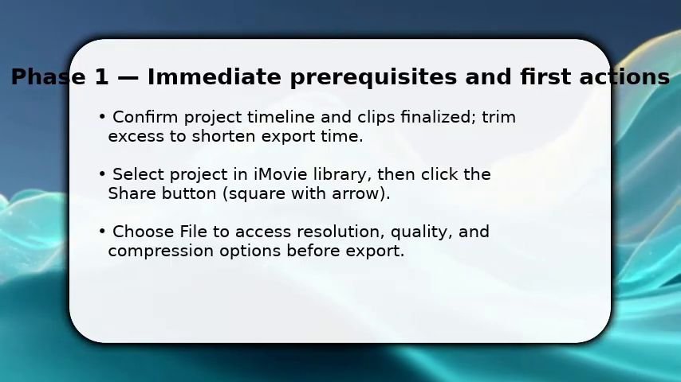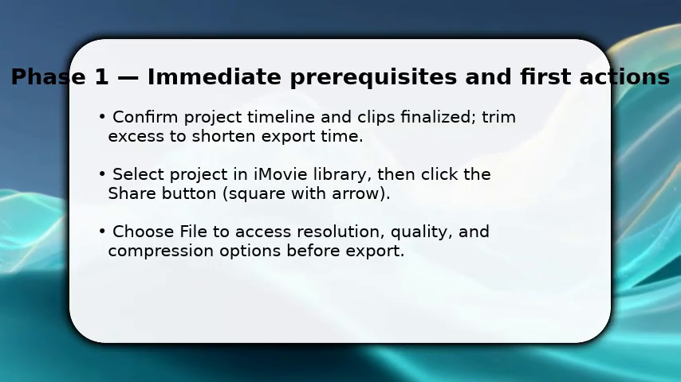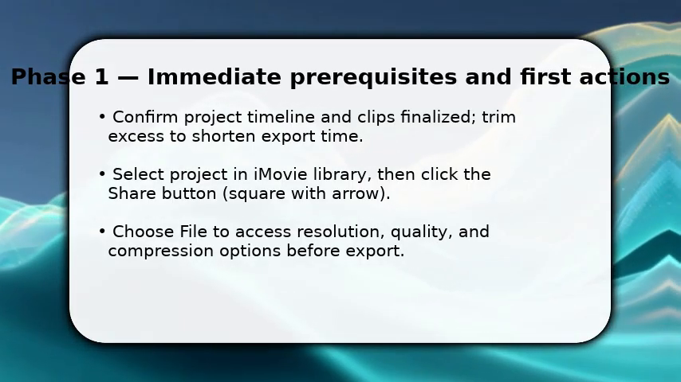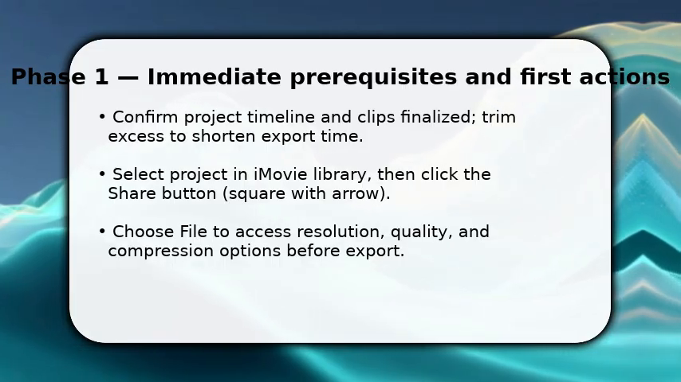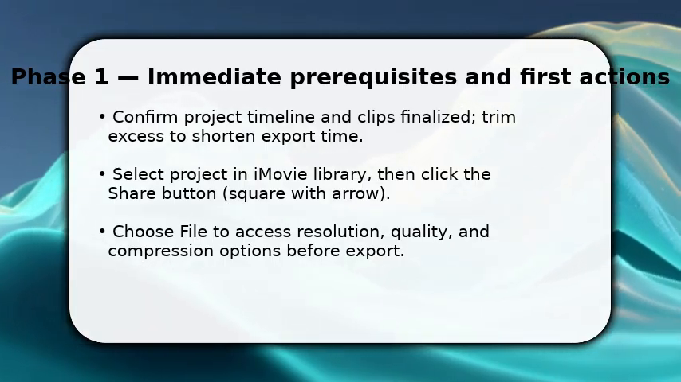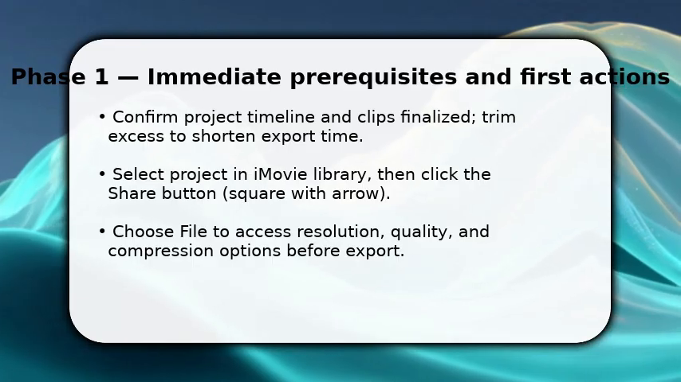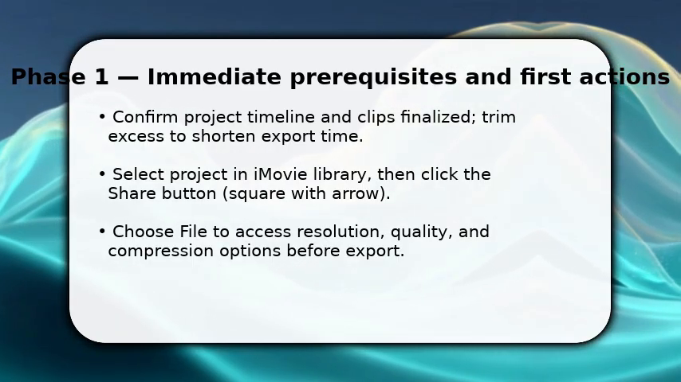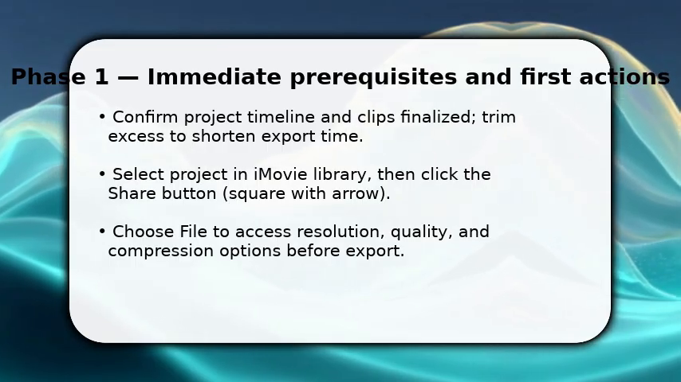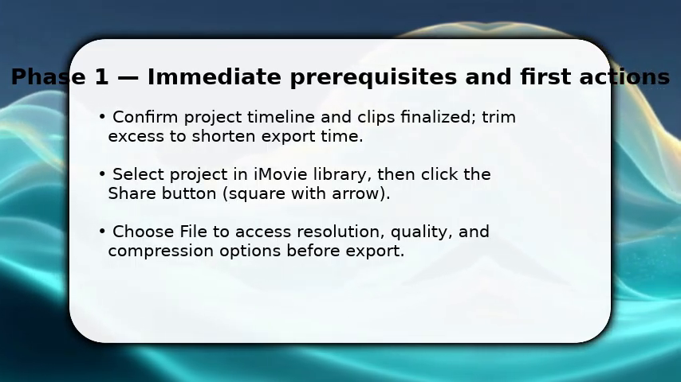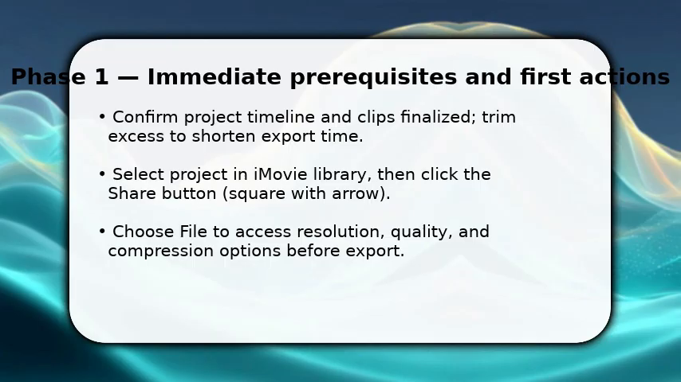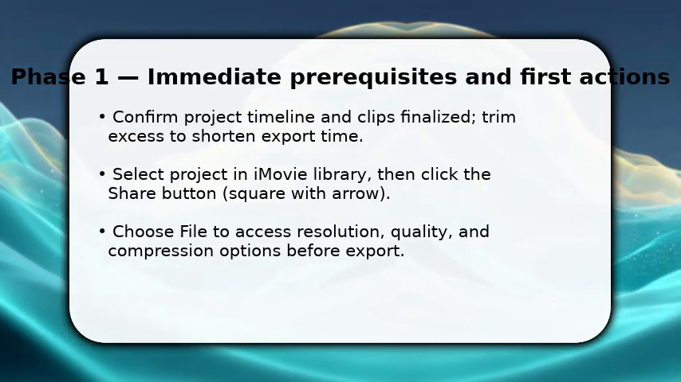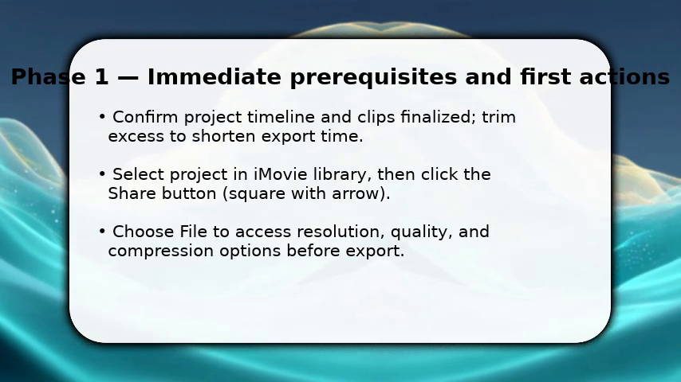You've finished editing, so start by opening the project you want to export. This reduces confusion later. Once the timeline is ready, select the project in iMovie and click the share icon to begin. Choose File from the Share menu to reveal export settings. This is where you control resolution, quality, and compression. Make sure to check duration and aspect ratio so the exported file matches your delivery platform. Then proceed to the detailed settings in the next step.